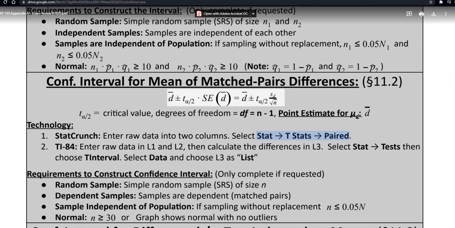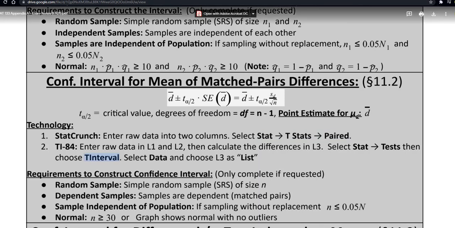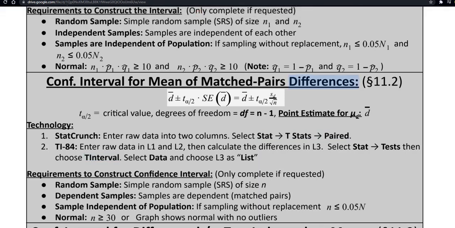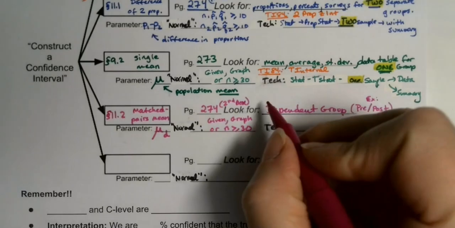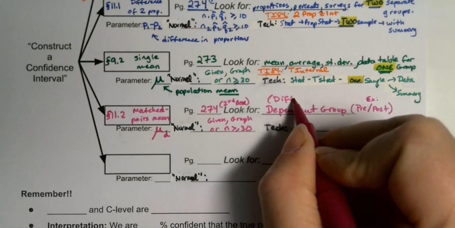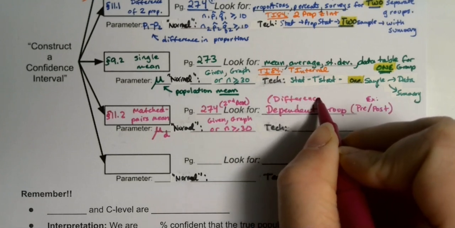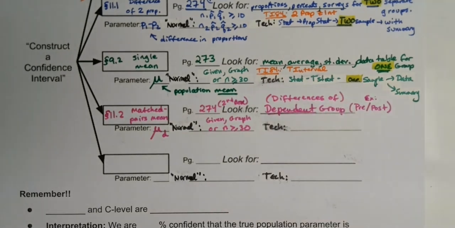All right. And then it kind of involves, for the TI-84, you're doing a t-interval, but you're doing it on those differences. Again, everything about this particular one is that it's on those differences for that dependent sample. So I guess I should say, look for differences, and I'm just going to write differences up above. Right, it's that dependent group, but it's really the differences of that dependent group.